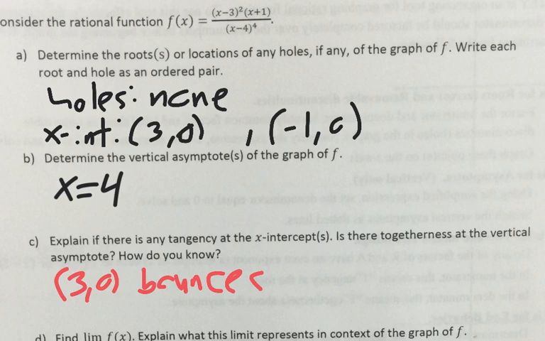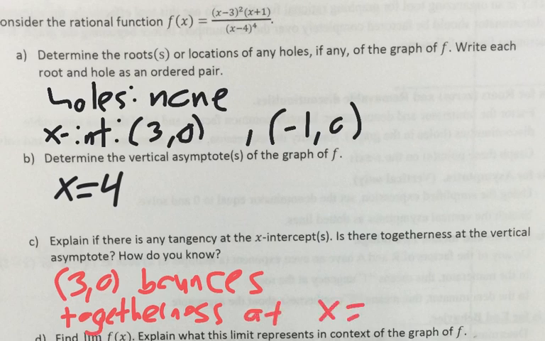Is there any togetherness at the vertical asymptote? There is. That's correct. Because it's an even exponent, there is togetherness at x equals 4. So this time there's only one vertical asymptote, so it's going to be together at that one vertical asymptote.